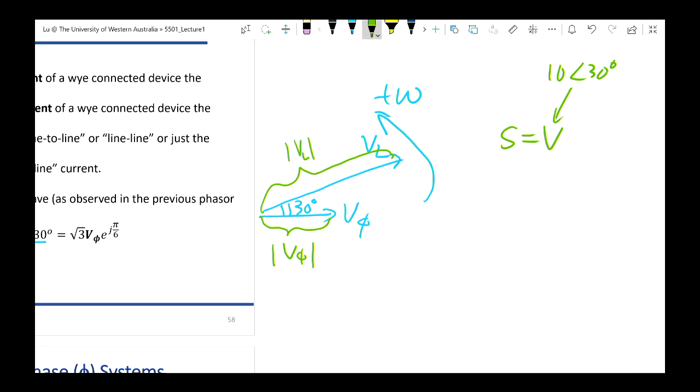The S, the complex power, equals V times I conjugate. This star indicates the conjugate operator for complex numbers, okay? So this is the general formula for calculating the complex power for an AC circuit.